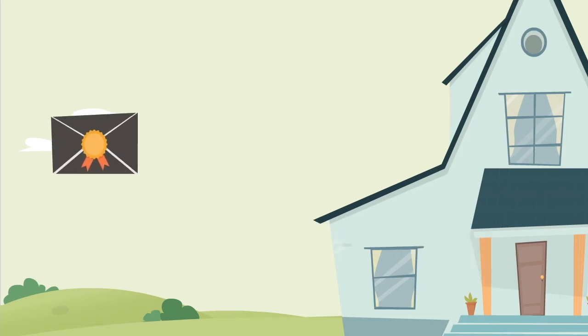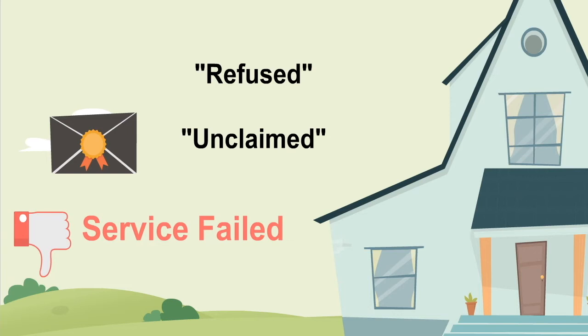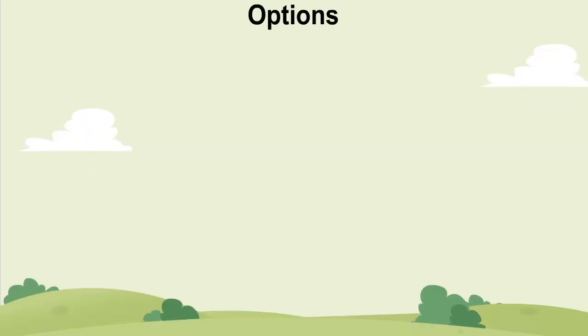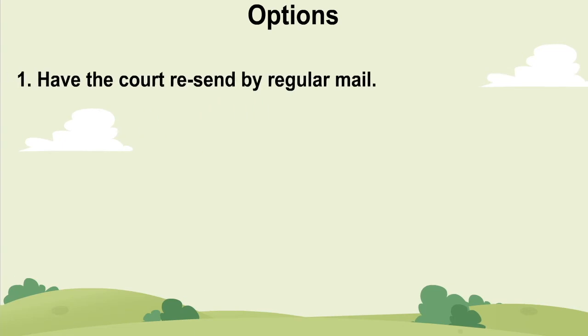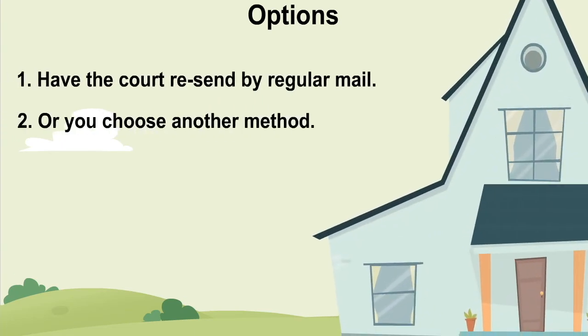If the certified mail is returned to the court as unclaimed or refused, the service fails and the defendant will need to be served again. That's why the court gives you multiple options. Your first option is to have the court automatically resend notice by regular mail. Your second option is to give the court further instructions.